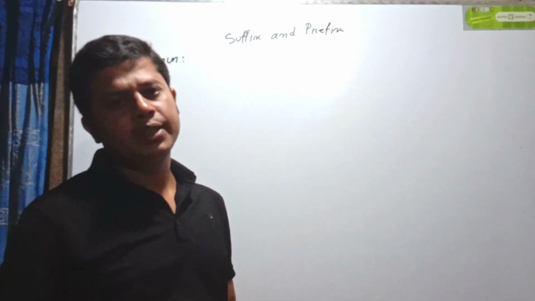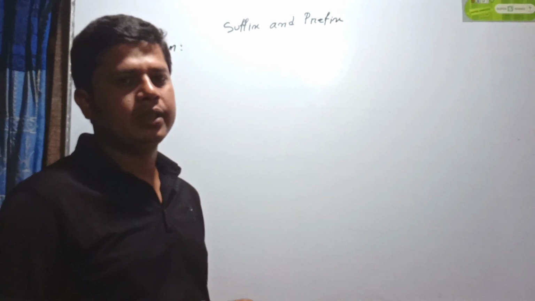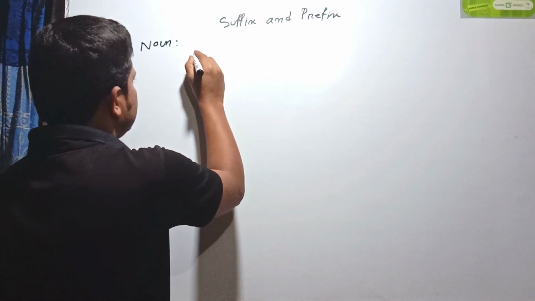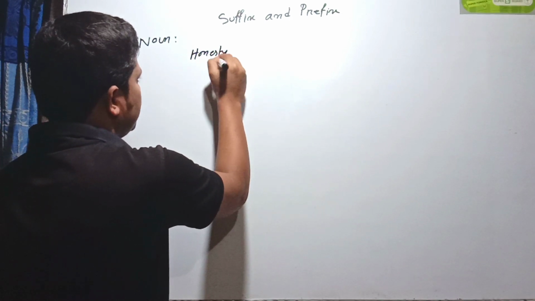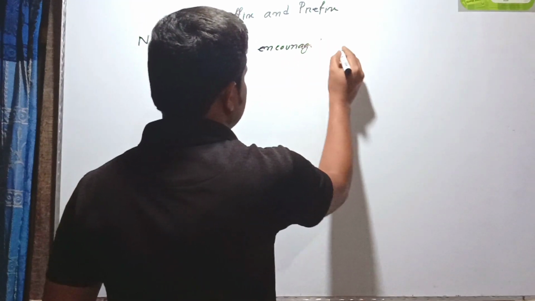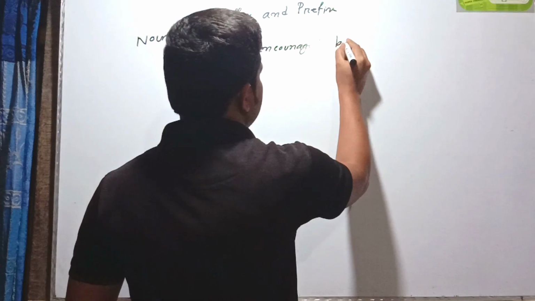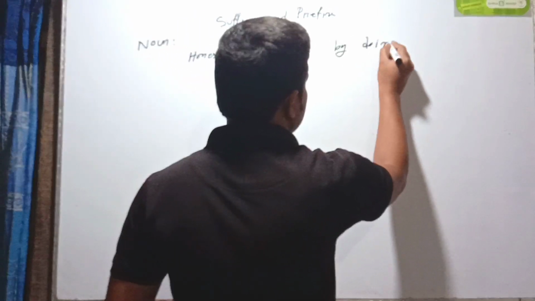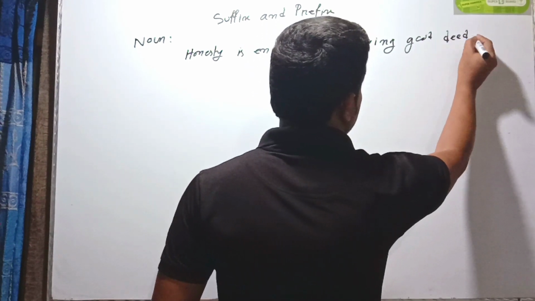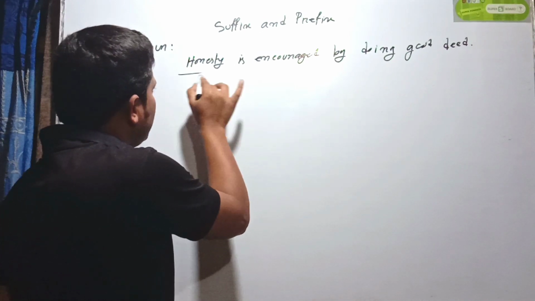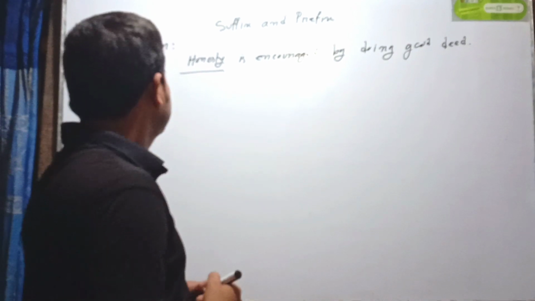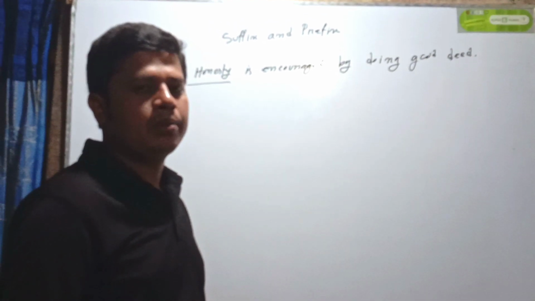A noun sits as a subject of a sentence, such as honesty. Honesty is encouraged by doing good deed. Dear students, honesty is here the subject. That means a noun can sit as a subject of a sentence.